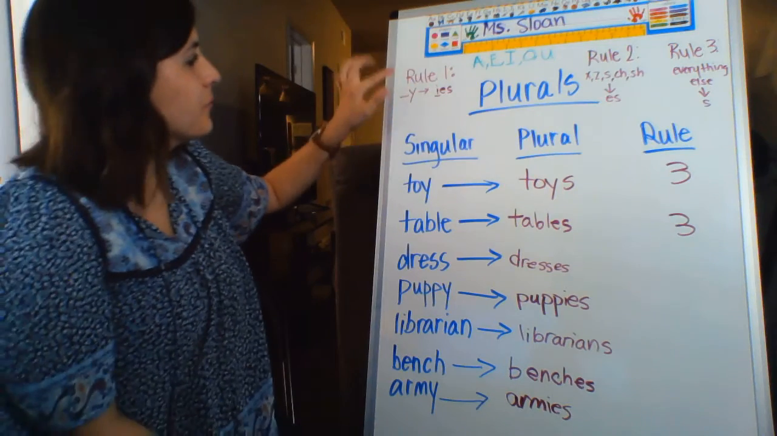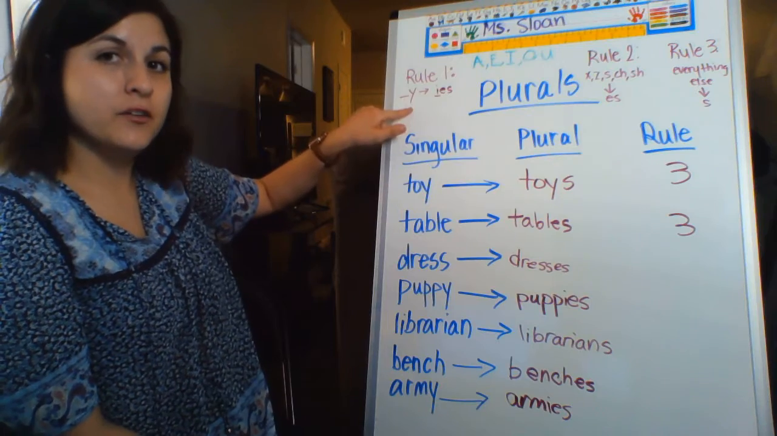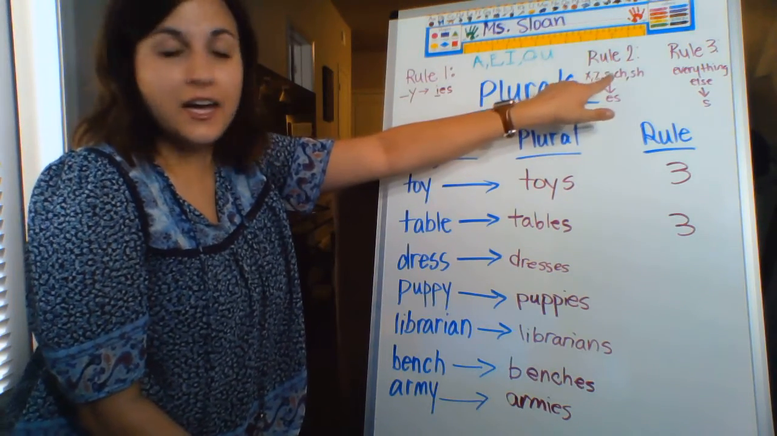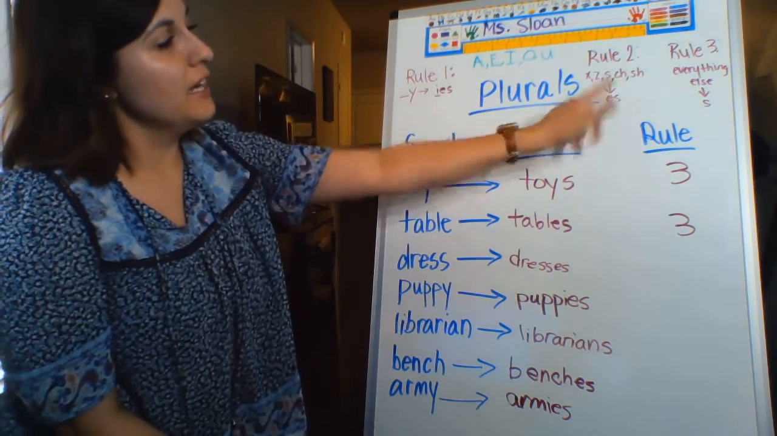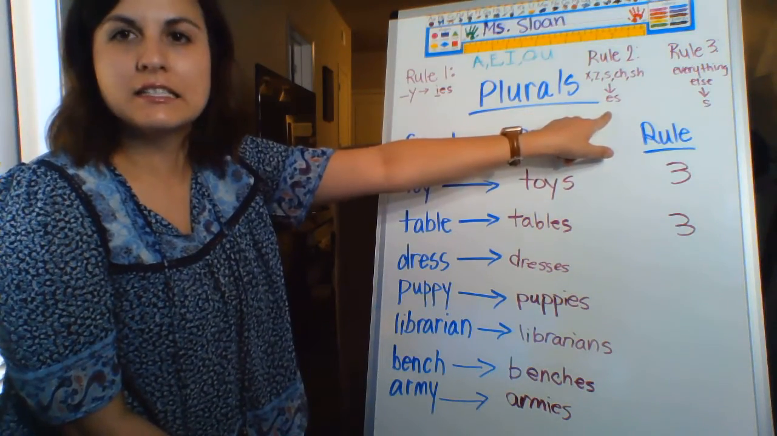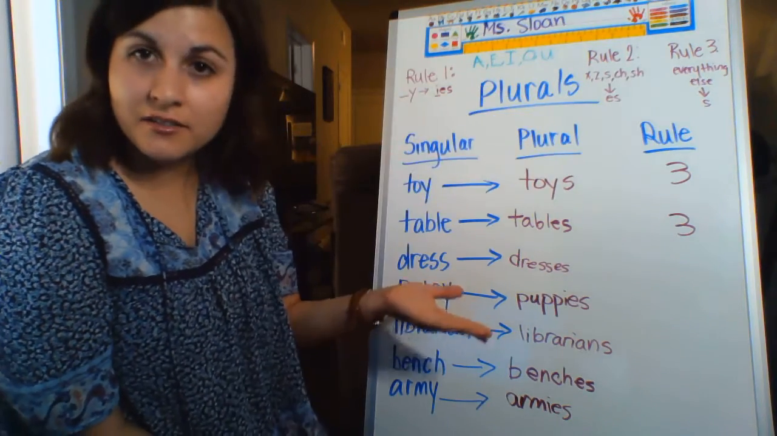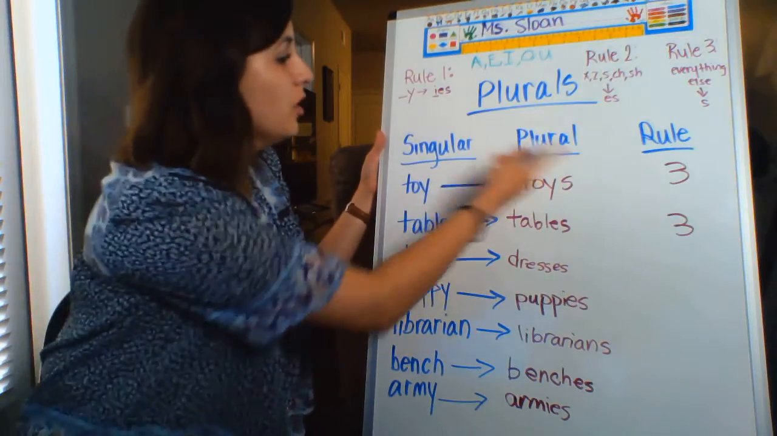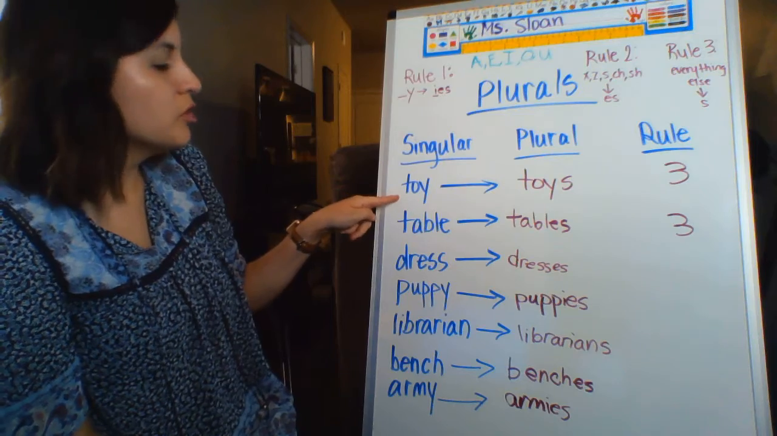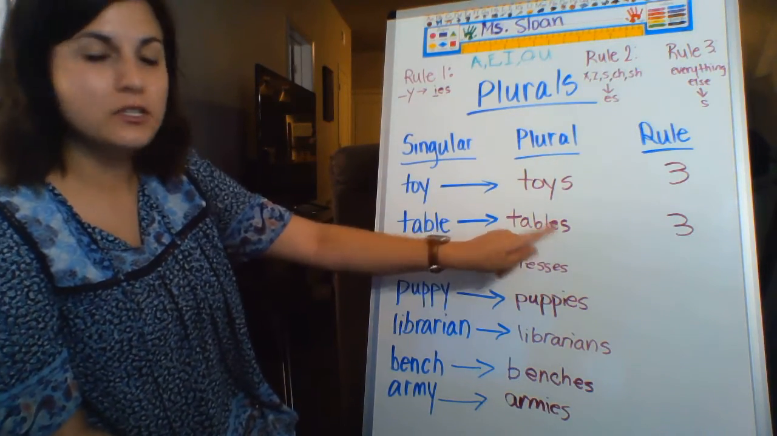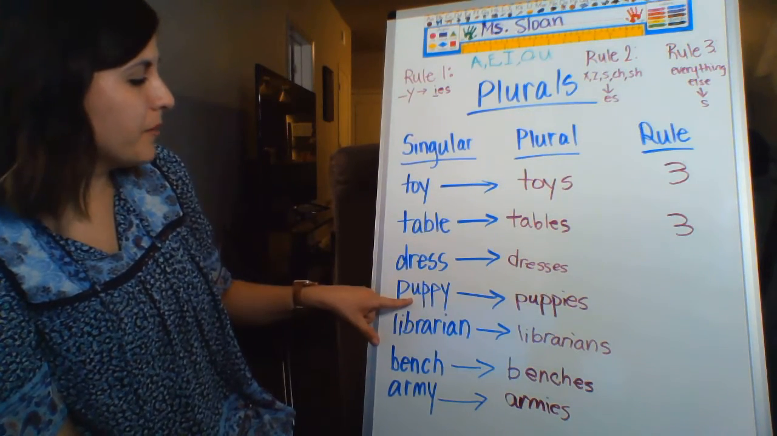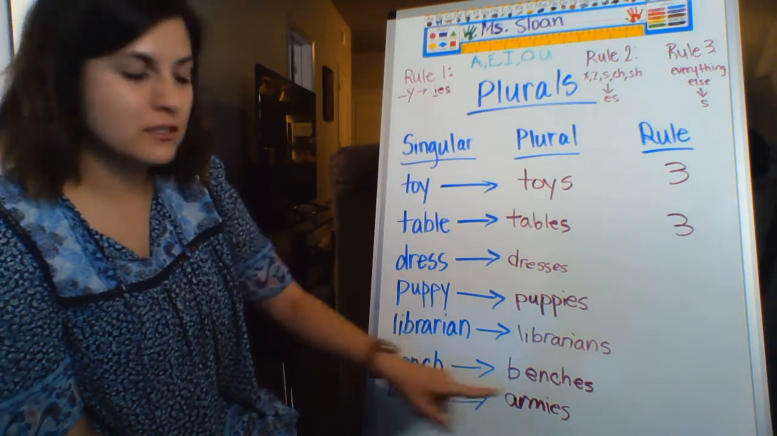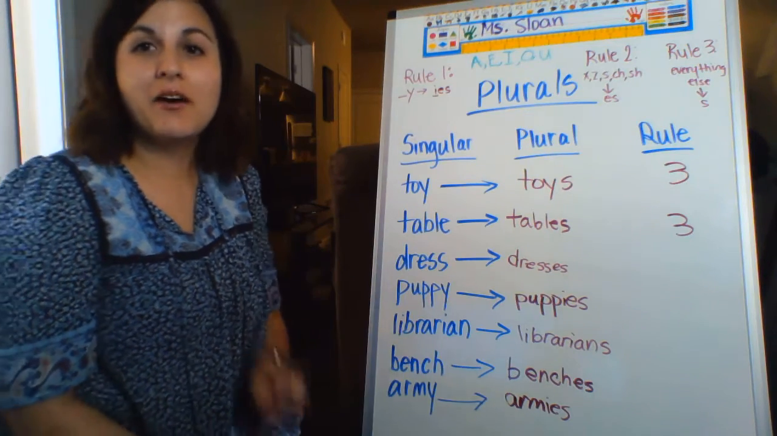So let's review our rules one more time. Rule number 1, if it ends with a consonant and a Y, we change the Y to an I and it becomes ES. Rule number 2, if the word ends in an X, Z, S, CH, or SH, then we add an ES to the end of that word. And remember, that one sounds like an iz sound. And then rule number 3, everything else, we just add an S to the end of the word. And singular means that we have one, and then plural means that we have 2 or more. So toy became toys, table became tables, dress became dresses, puppy became puppies, librarian became librarians, bench became benches, and army became armies. Now I want you to try this on your own.